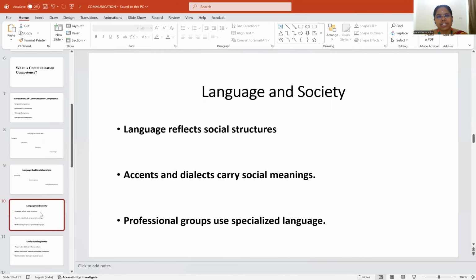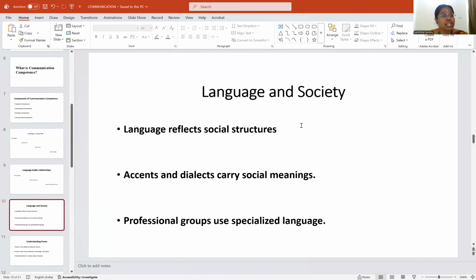Next, language and society are interlinked. How come? Because language always reflects social structures. It also reflects the accents and dialects, and it also carries the social meanings which come from the culture. Next, professional groups always use specialized language. We'll see all these three points in detail.